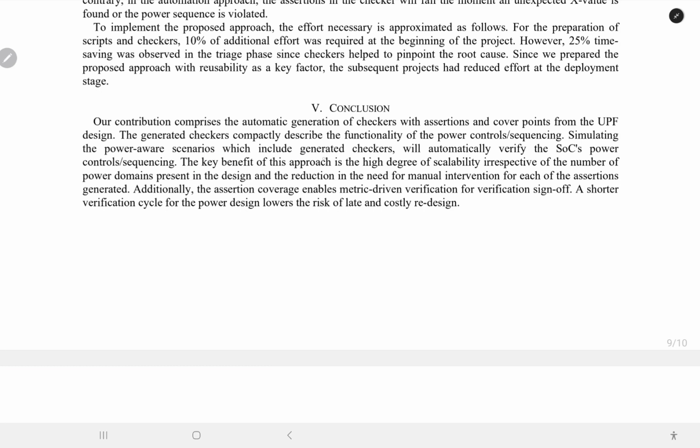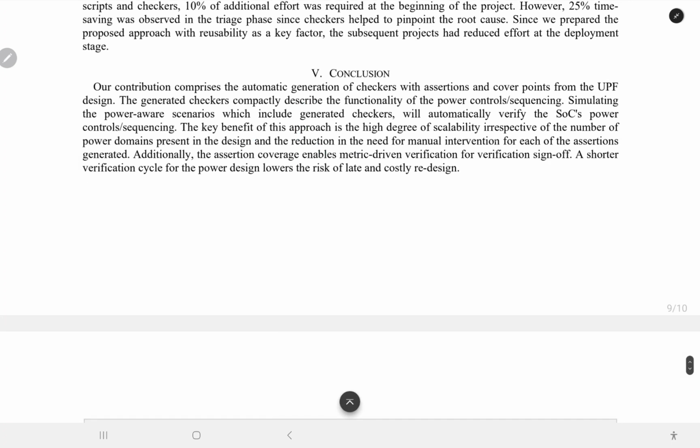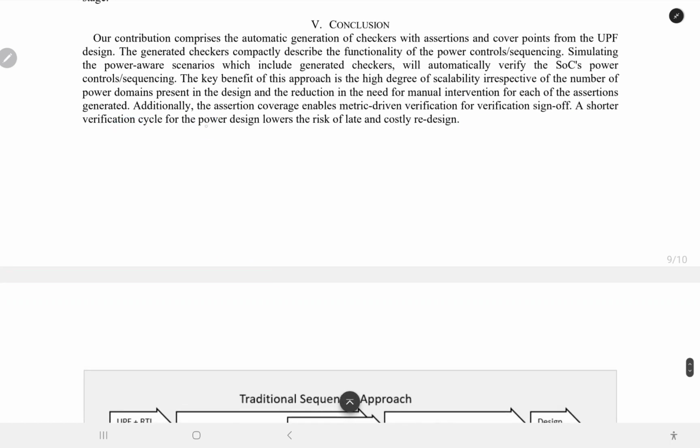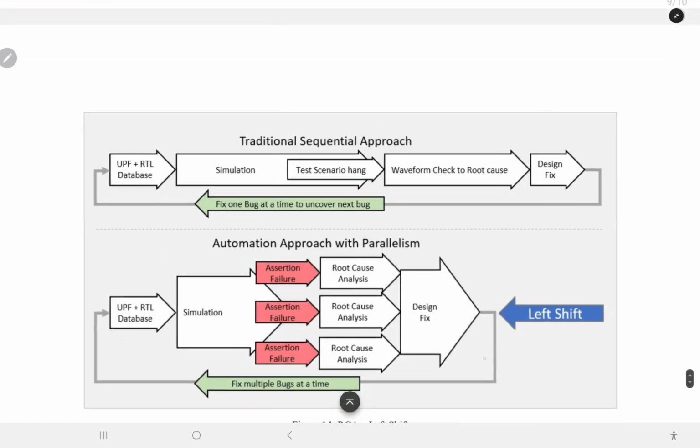The key benefit of this approach is a high degree of scalability with respect to the number of power domains present in the design, and it removes the need for manual intervention for each of the assertions generated. Additionally, the assertion coverage enables metric-driven verification for the verification sign-off. A shorter verification cycle for the power design lowers the risk of late and costly redesign.